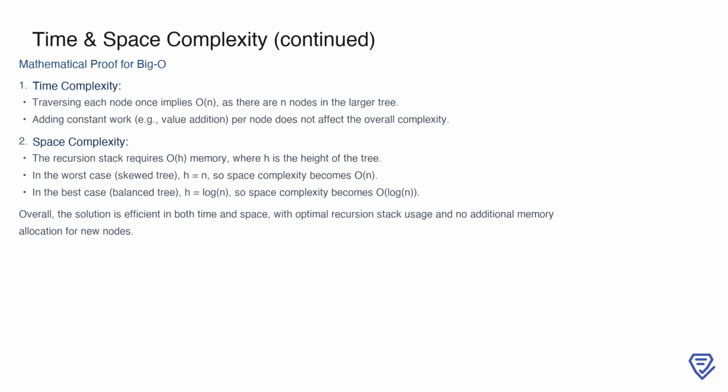The constant amount of work performed per node, such as value addition, does not change this overall linear complexity. For space complexity, the recursion stack depth determines the memory usage. In the worst case of a skewed tree, the height equals the number of nodes, so the space complexity becomes O(n). In the best case of a balanced tree, the height is proportional to log n, leading to a space complexity of O(log n).